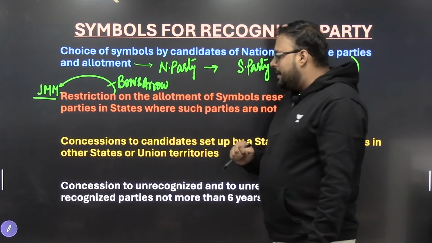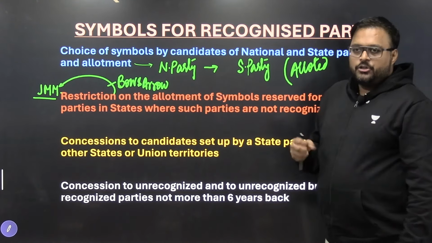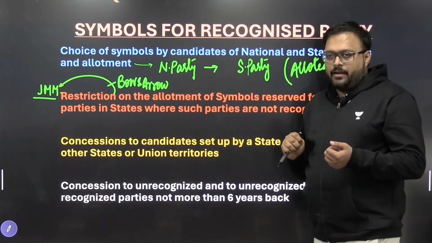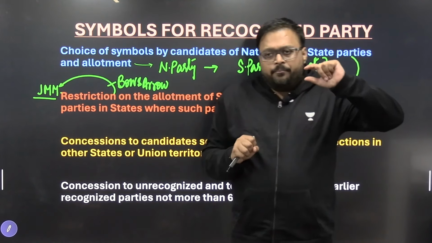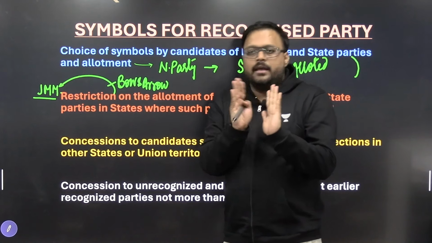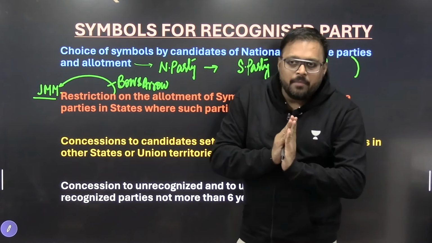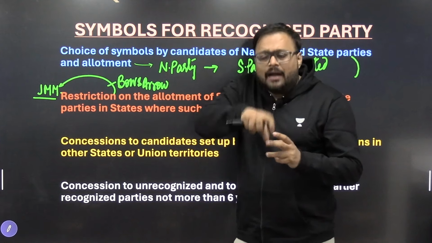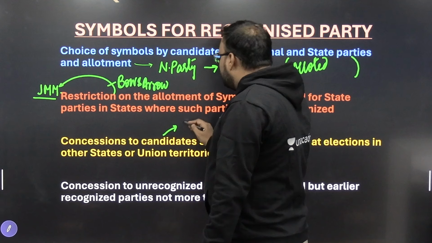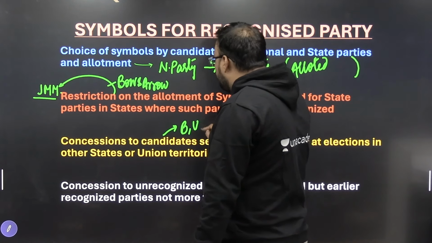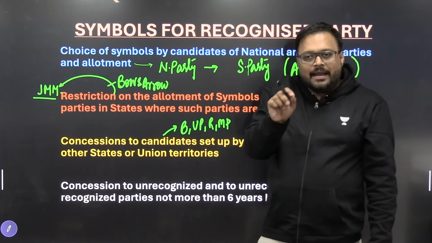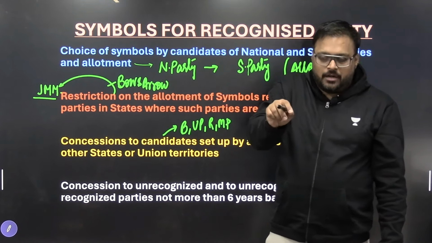Now the third thing, that is the concession given to candidates set up by the state party. Just understand the same example, and I am applying it on rule number 8. Whenever the bow and arrow has been given to JMM, JMM is not a state party in Uttar Pradesh, and not a state party in Bihar. They are the state party in Jharkhand. So the point here is that tomorrow, if JMM wants to contest the election in Bihar, Uttar Pradesh, Rajasthan or Madhya Pradesh, that is, in a state where they are not recognized as a state party.